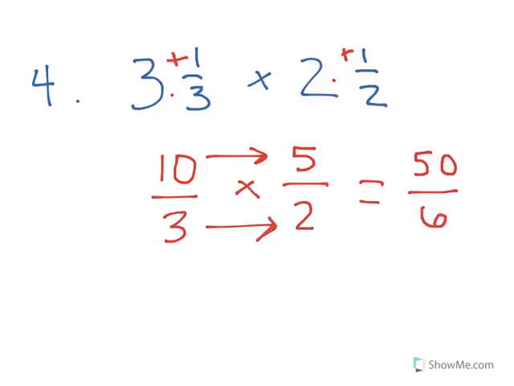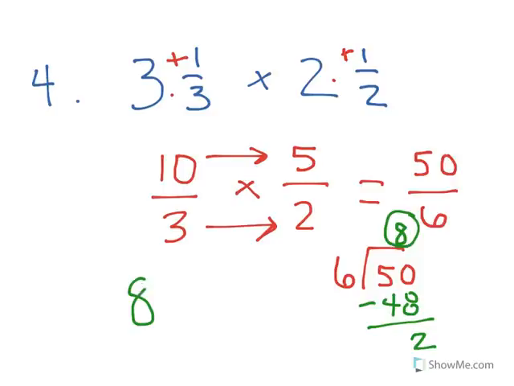So I'm not done yet because I know this is an improper fraction because my numerator is bigger than the denominator. 50 is bigger than 6. So I have to simplify this. So because my numerator is bigger than my denominator, I have to long divide. I have to ask myself, how many times does 6 go into 50? And 6 goes into 50 8 times. 6 times 8 is 48. You subtract, get 2. And then, so now my answer is going to be 8 and 2/6.